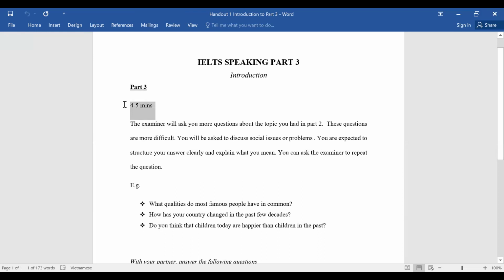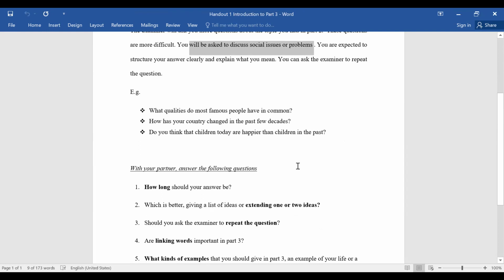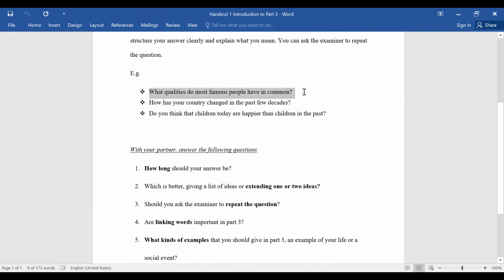Now, everybody, this is the length of IELTS speaking part 3: 4 to 5 minutes, the same as the length of IELTS part 1. And the topic in IELTS Part 3 will be related to IELTS Part 2. However, the questions are usually more general and also more difficult because it's not about you, right? It's not about your everyday life, it's about more general topics. You will be asked to discuss social issues or social problems.